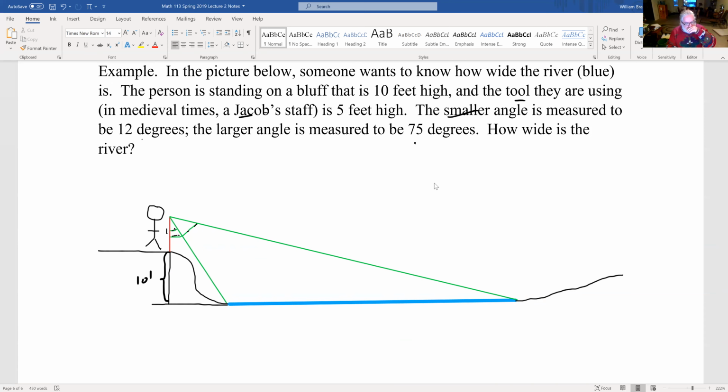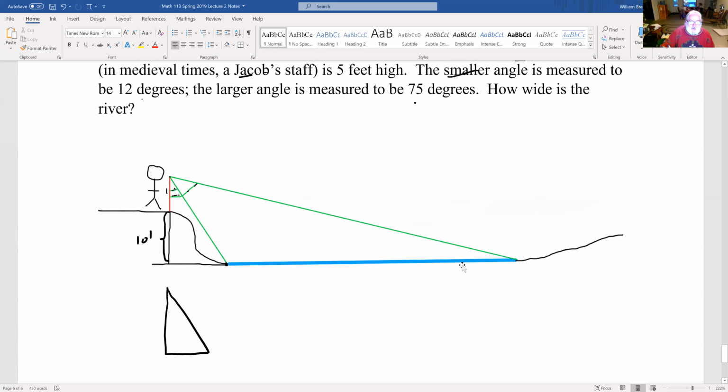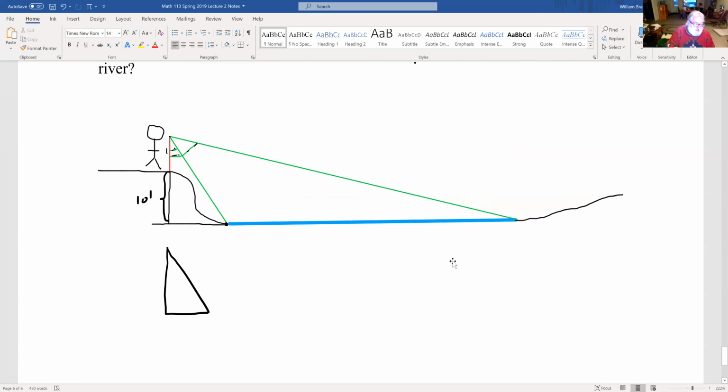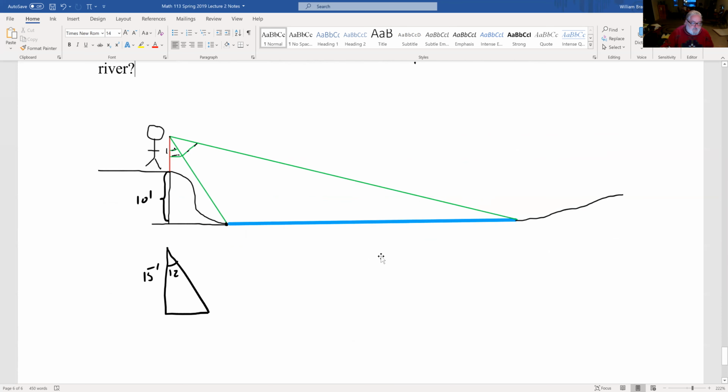So how wide is the river? Right? And so note that we've got 2 triangles, right? So this person sights from where they are down to one bank and gets a triangle like this. They know that the smaller angle is 12 degrees. And they know the height is actually 15 feet, right? 15 feet because they're standing on a bluff that's 10 feet high, and they've got a Jacob's staff that's 5 feet high, so 15 feet overall.